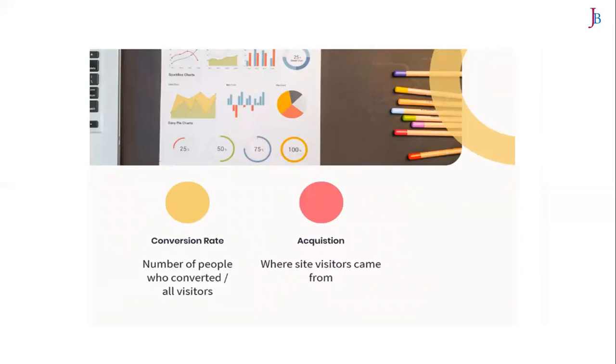Okay. Then we also look at conversion rate, the number of people who converted divided by all visitors. Now, if 50 people visited your website and 5 of them eventually gave you their details, that means your site has a 10% conversion rate. Okay. Acquisition, where site visitors came from, coming from social media, coming from Google. Those sites they come from, we refer to those sites as the acquisition sites.